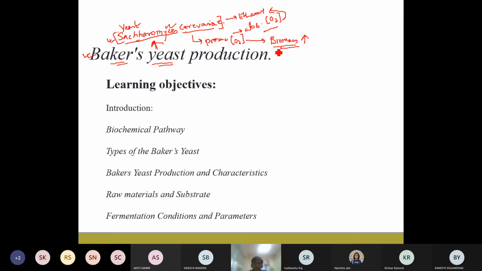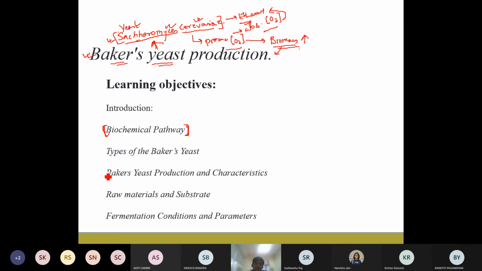As we take into consideration that in the presence of oxygen the biomass is going to form, we would look into the biochemical pathway. The biochemical pathway is different from ethanol production. By using the same microorganism, if you target ethanol production, the pathway is different, and if you would like to produce a higher biomass concentration, the pathway will be different.